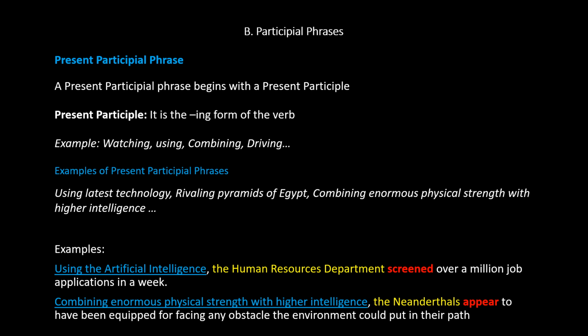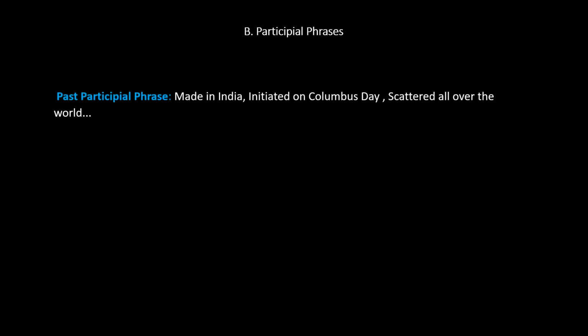Next, past participial phrases. What is a past participle? It is the third form of the verb. For example, done, made, initiated, seen, taken, broken, etc. The past participial phrase begins with a past participle. Examples of past participial phrases include made in India, initiated on Columbus Day, scattered all over the world, etc.